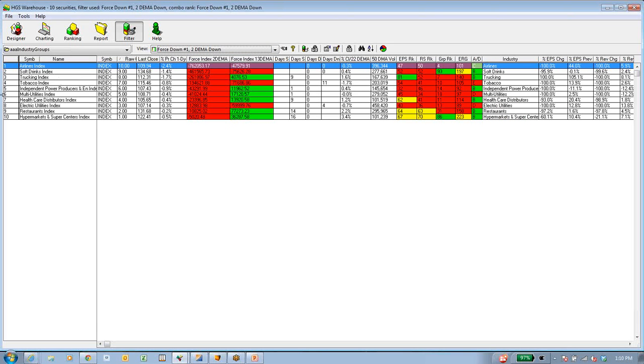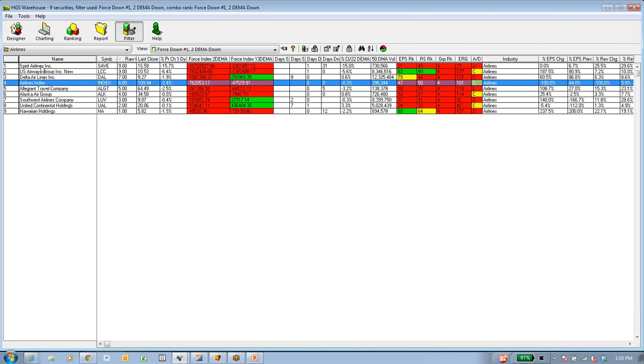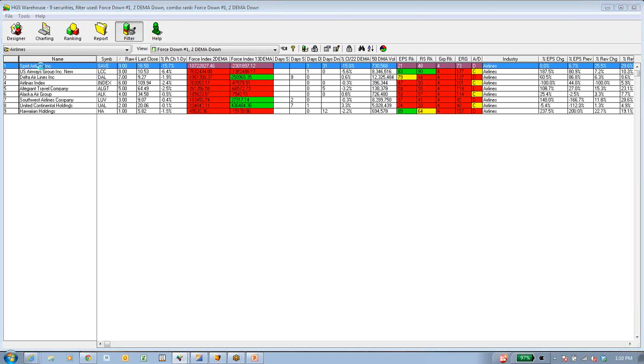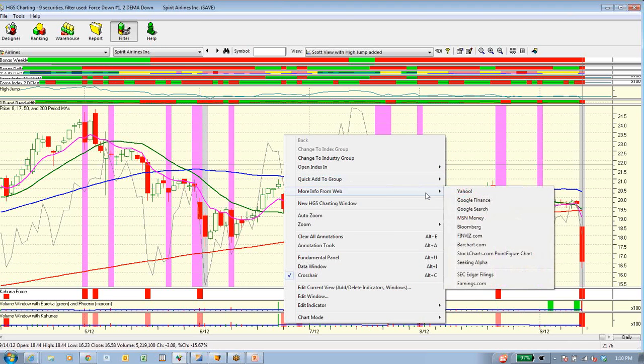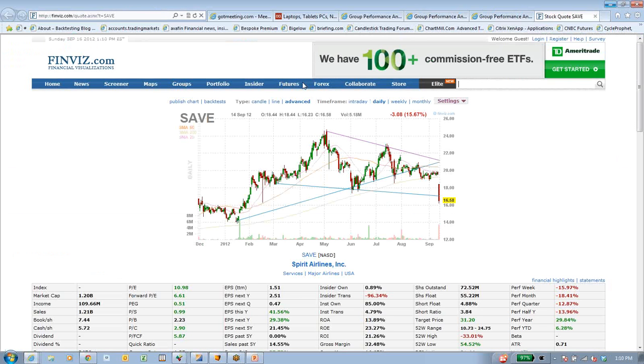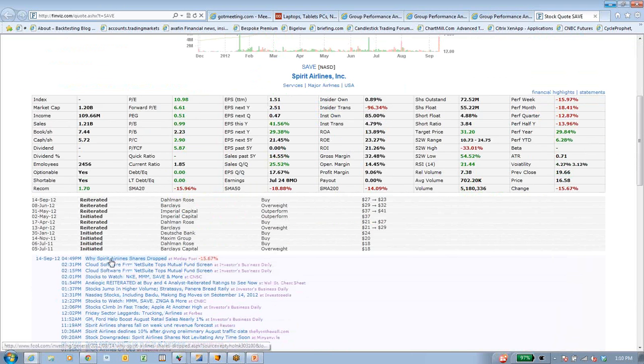Airlines got clobbered, at least Spirit got clobbered on Friday. And I've been interested in airlines. U.S. Airways looked good to me last week. And I probably would have to do some research into the fundamentals of what happened, but this guy tanked. Now you can right-click on any chart, go to Info from Web, pick your favorite. Let's look at FinViz. It'll open up the FinViz website and the exact stock I'm looking at.